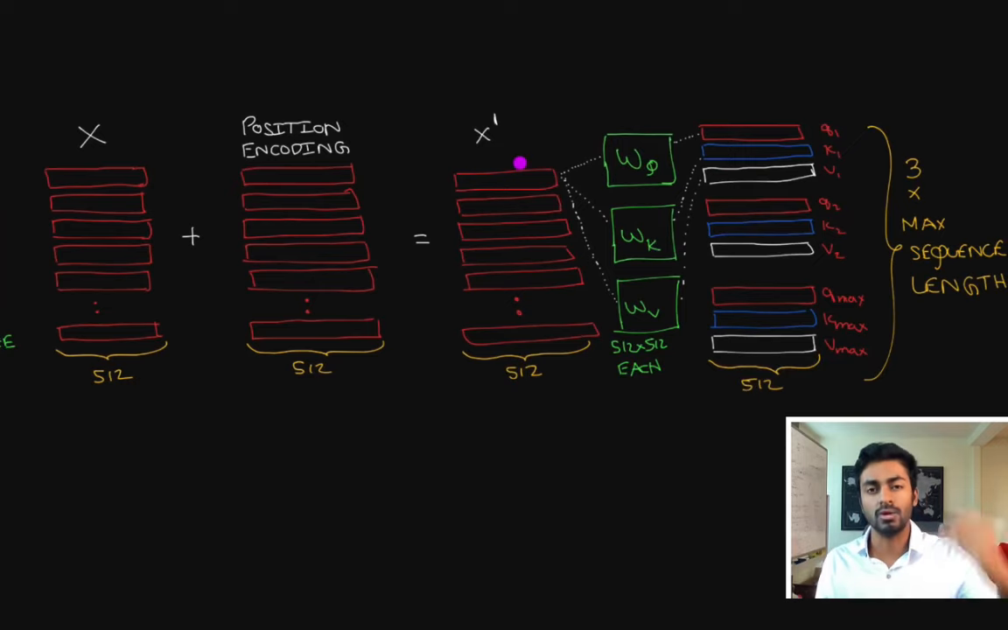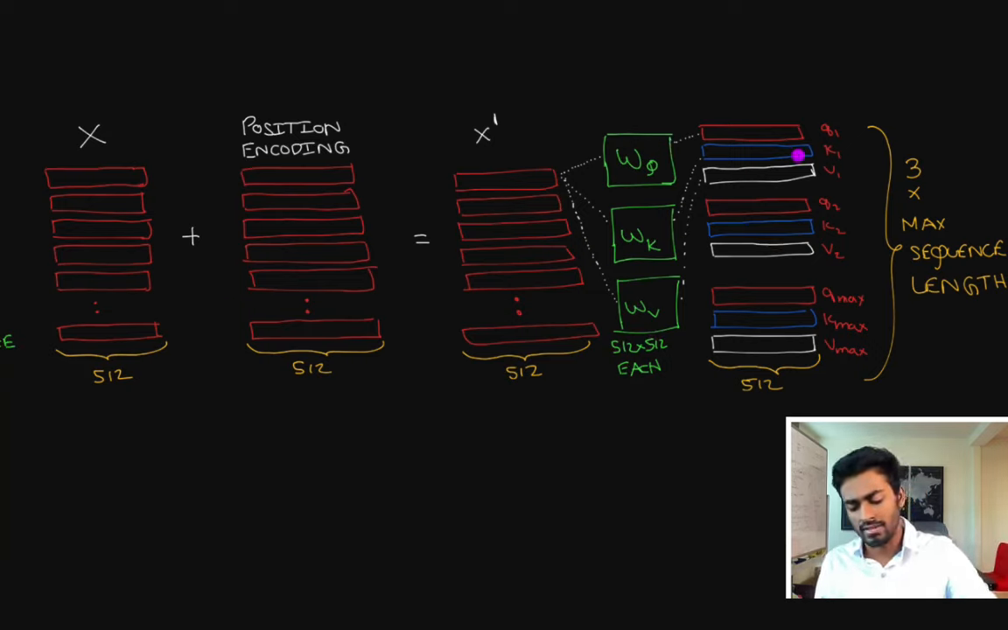Now for each word vector, we want to generate a query, a key, and a value vector, all of 512 dimensions each. So we pass each vector into this query, key, and value set of weights, which will map one input vector to the query vector, the key vector, and the value vector. We do this for every single word, so the number of total vectors here would be 3 times the maximum sequence length, because it's 3 for every word. Note that these green transformations are learnable parameters. In this case, it'd be 512 times 512 learnable parameters for each of these.